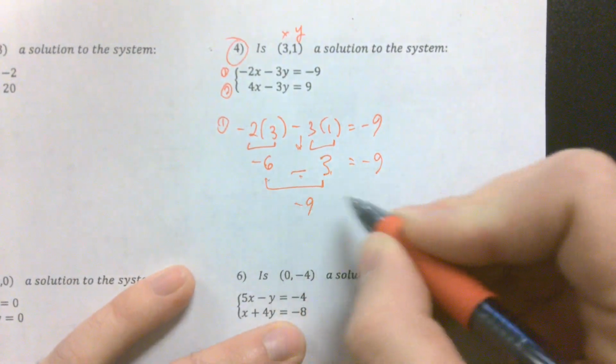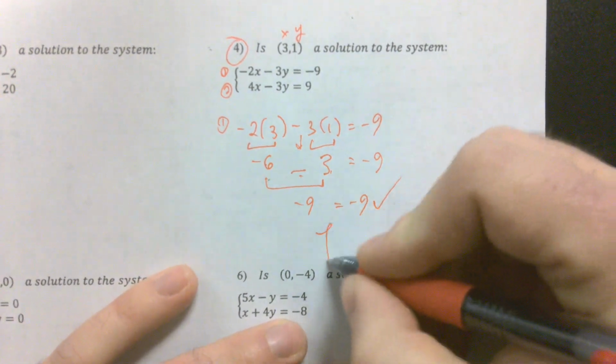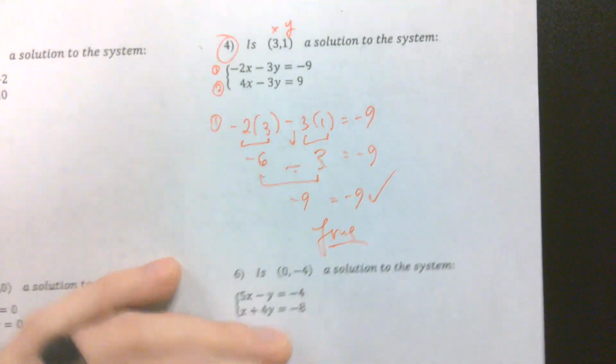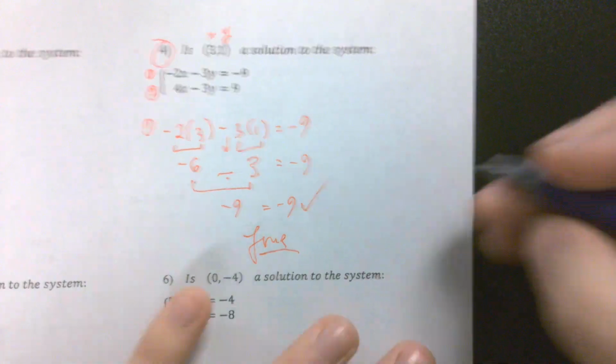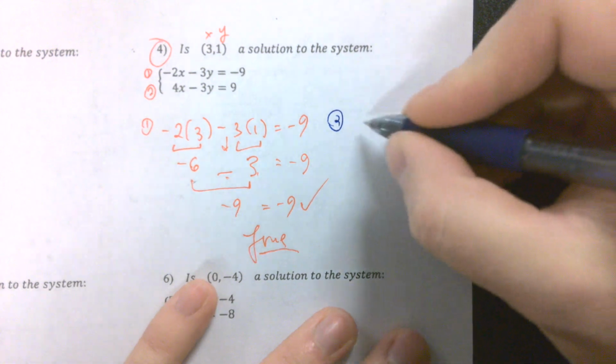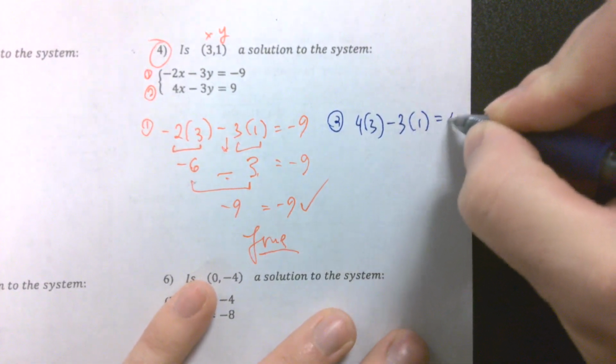Negative 9. That's right. Is negative 9 equal to negative 9? Sure is. My first equation is true. Let's see if it's true for the second equation, though. 4 times 3 minus 3 times 1 equals 9.